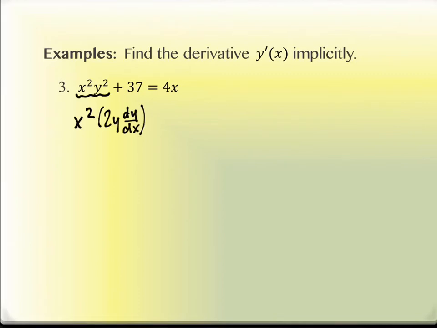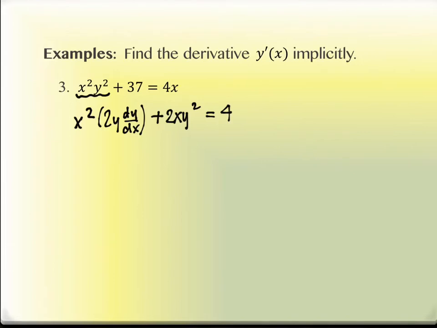Now we're going to do it the other way. What's the derivative of x squared? 2x. Getting ahead of myself. And then I rewrite the y squared. All right, what's the derivative of 37? 0. So there's nothing to write, or you can put 0 in there if you want to. And what's the derivative of 4x? 4.